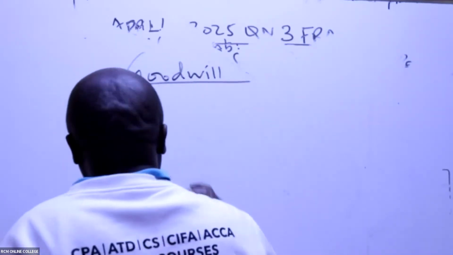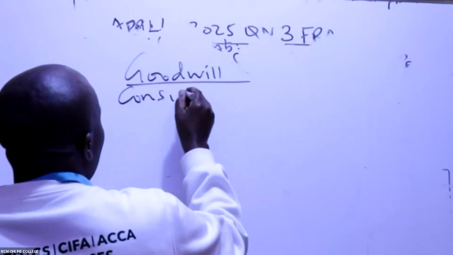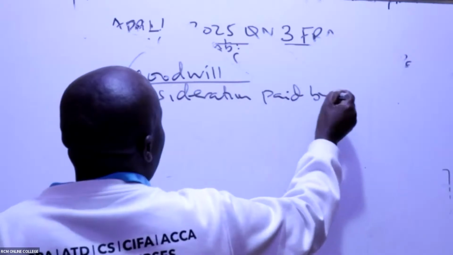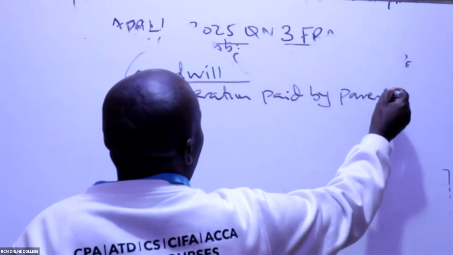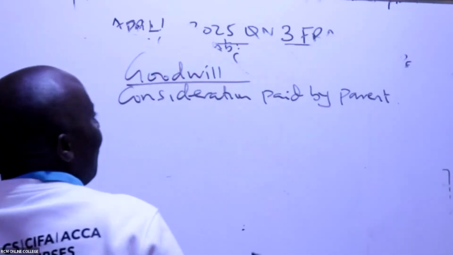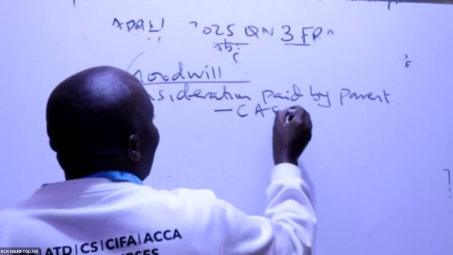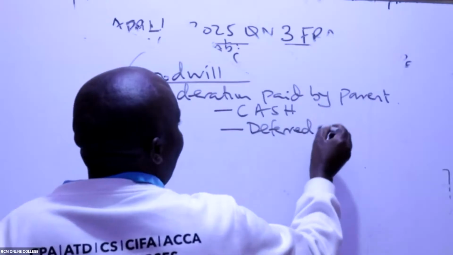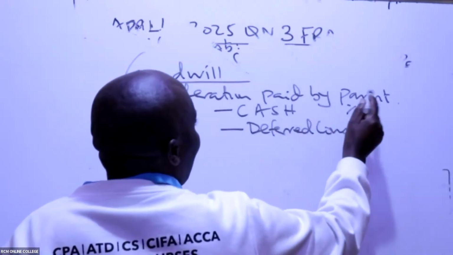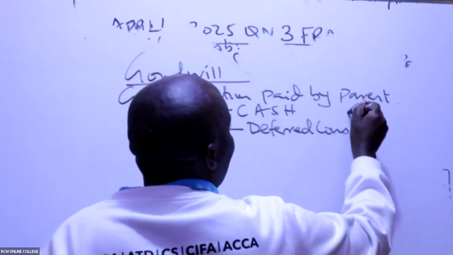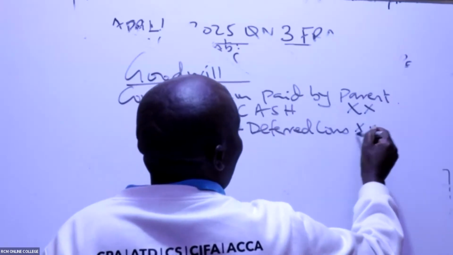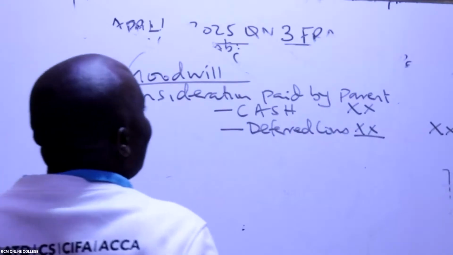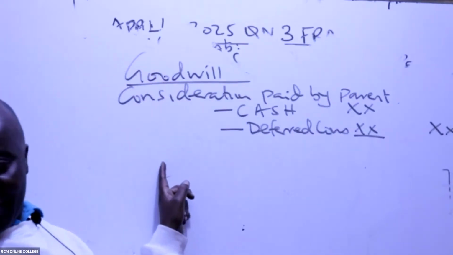To get goodwill, you look at consideration paid by parent. So this paid by parent, there could be a cash element and there could be deferred consideration. Deferred consideration. So you add like that, and you get a figure like that. So that is the consideration paid by the parent.